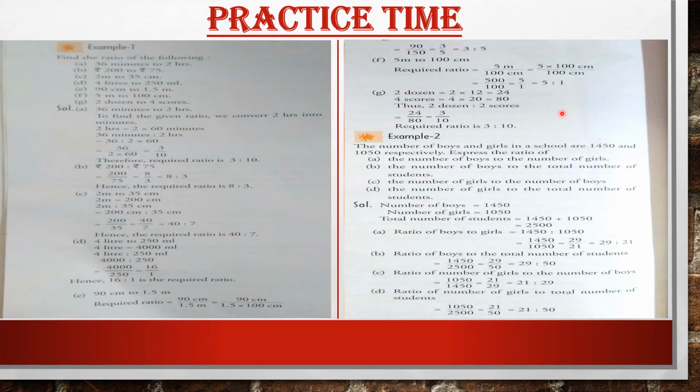So 2 dozen is to 4 score equals 24 by 80. Find the simplest form of 24 by 80. The HCF of 24 and 80 is 8. So divide both numerator and denominator by 8, as 24 divided by 8 over 80 divided by 8. It gives 3 by 10. Hence our required ratio is 3:10.